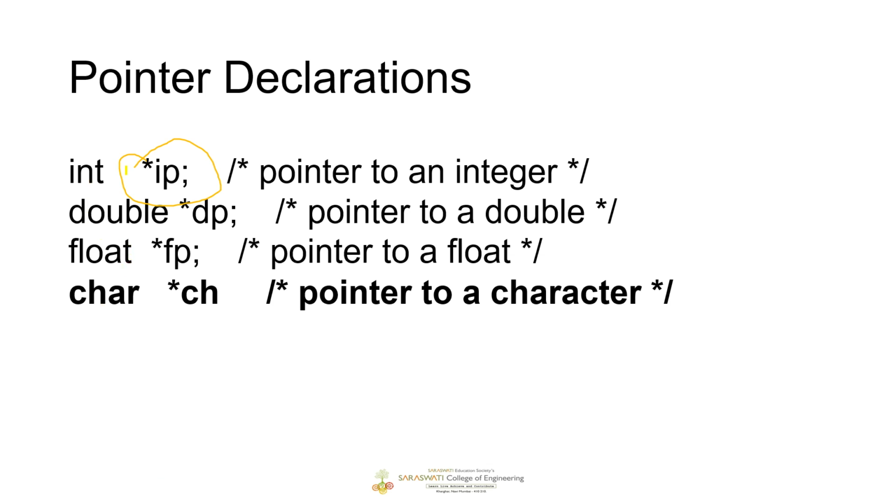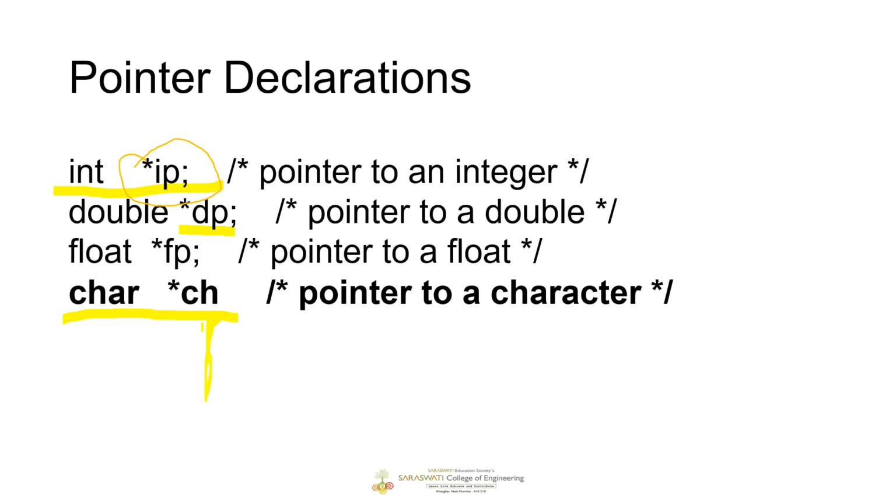Now, address will always be an integer value. We all know address will always be an integer value. It can't be float, it can't be character. Then how can I have char star ch? So see, first try to understand. The moment I write star dp, this dp becomes a pointer type variable and the data type is double. That means this dp will store the address of a variable and the data type of that variable is double. Similarly, over here, this ip will store address, but it will store address of a variable whose data type is integer.